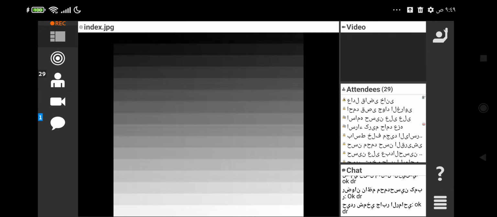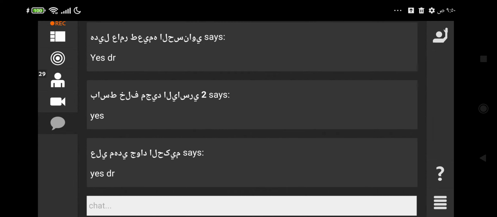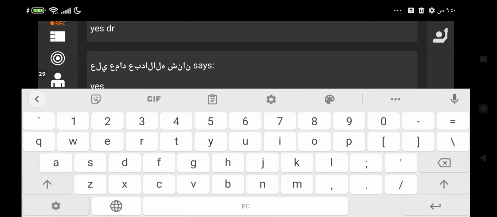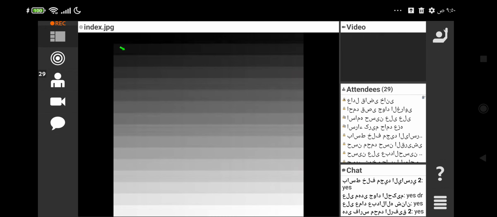Do you see this image here? I have uploaded it for you. Can you see it? This is white and this is black. This is the pixel value 255, white, and the black is the pixel value 0.